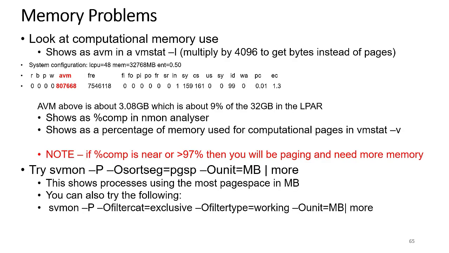The things that you're going to want to look at are your computational use, or your percent computational, or your vmstat. Again, we've talked about this, but when your computational gets close to 97%, you will be paging and you will need more memory. So I start to worry about it when it gets to about 80%, so that I have time to add the extra memory before things go south.